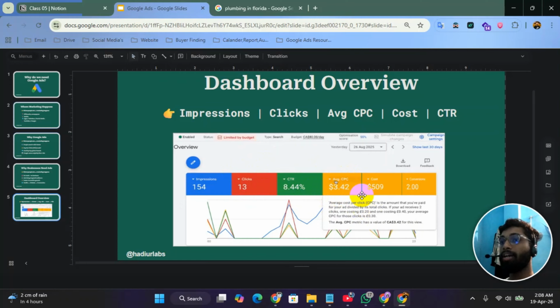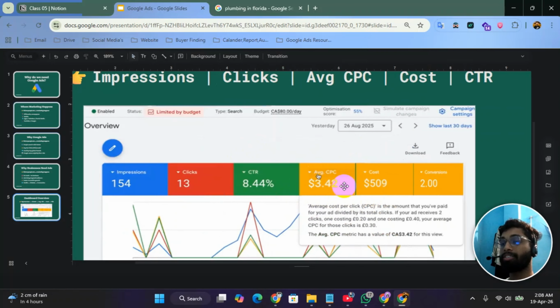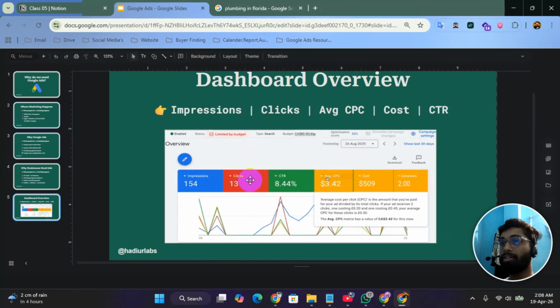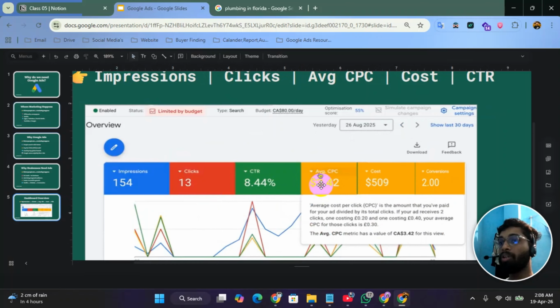Then what is average CPC? Average CPC means average cost per click, meaning each time your users click on your ad, the cost of your per click. Here we can see as an example $3.42, $3.42 is what Google charges for your per click.